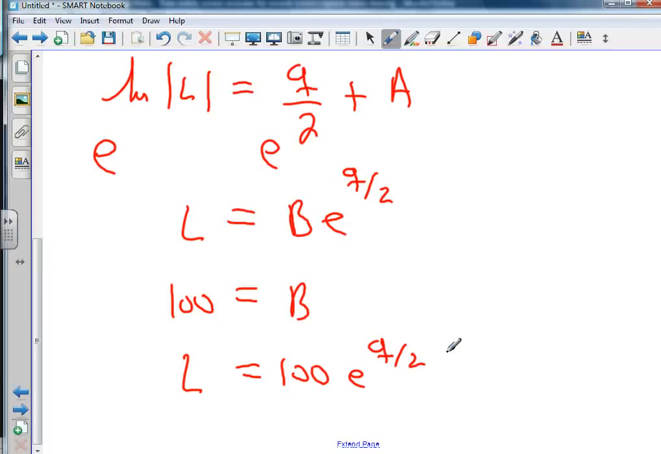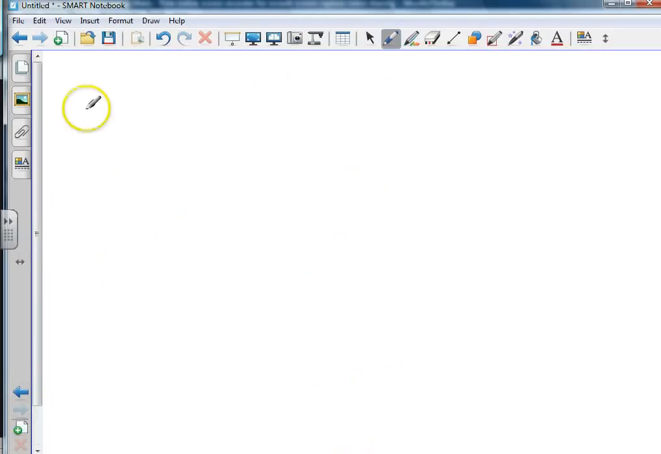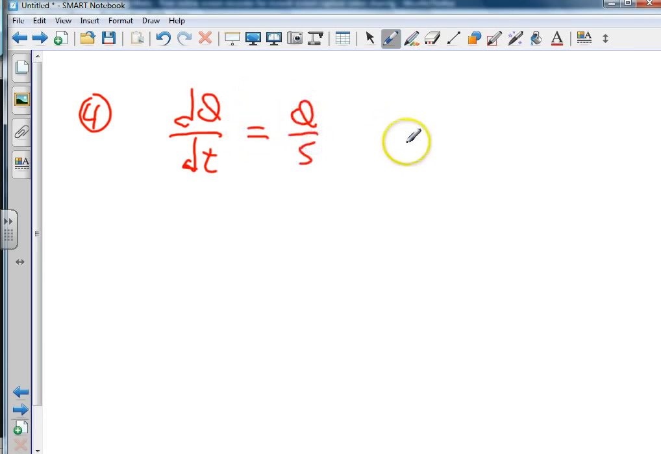All right, let's just keep on going. Number 4. Just practice this up. Number 4 says dq dt, some quantity changing over time, equals q over 5. And the initial amount is q is 50 when t is 0, or you can say q of 0 is 50.